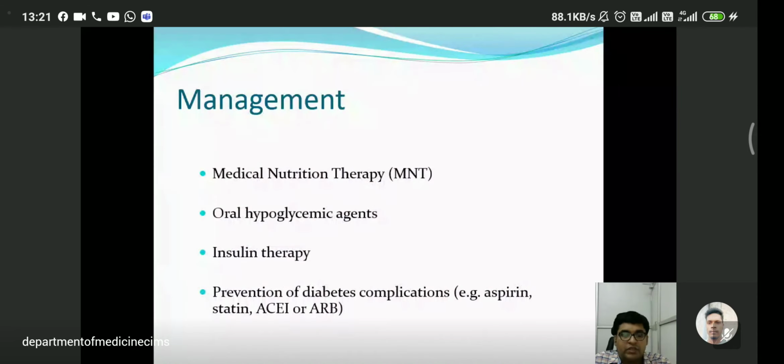We will proceed to the management of diabetes. Till now, any doubt? Till now we have discussed its definition, pathogenesis, classification, and diagnostic criteria. Any doubt?